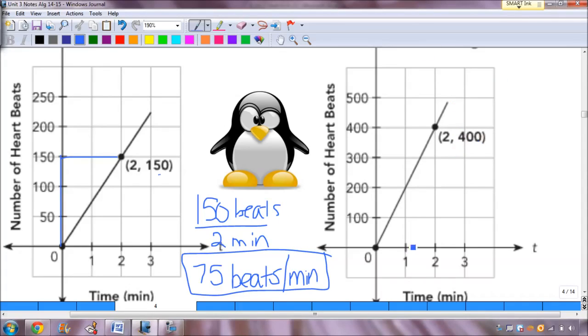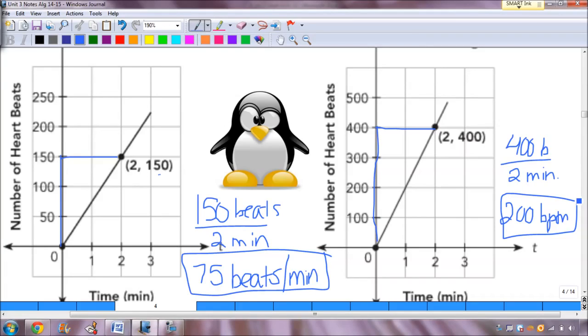You could divide 400 by 2 because it's a proportional relationship. It starts at 0. But I want you guys to get used to now doing rise over run because it won't always start at 0. So I'm going to do the rise over the run. And here the rise is 400 beats. And it took 2 minutes. So the answer is 200 beats per minute.